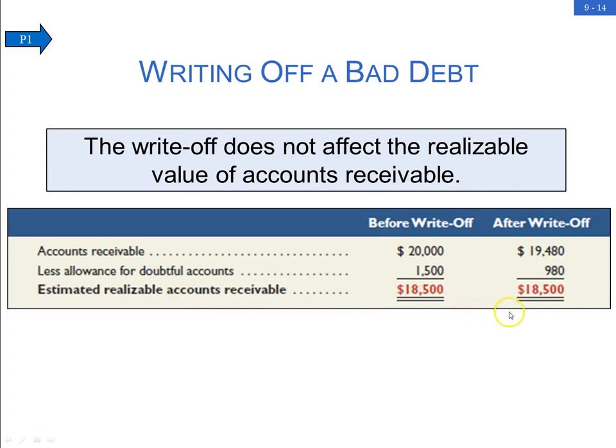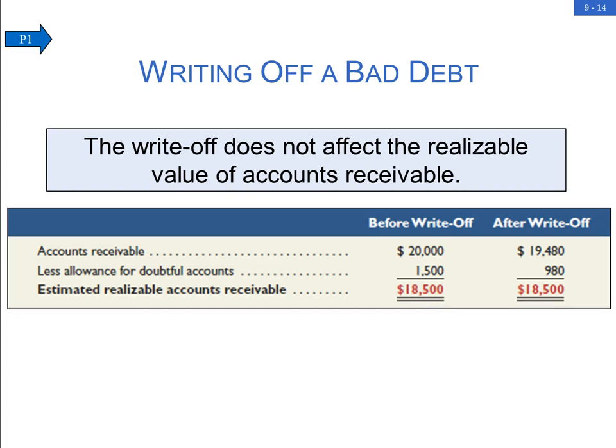And still, even when we write off Mr. Kent's account, we certainly reduce the total accounts receivable, but we also reduce that allowance. So we still expect to collect $18,500. In other words, we had already accounted for Mr. Kent in the $1,500. So he was part of it, we just didn't know it was him. And as we get a couple more people that are write-offs, they will come out of that allowance for doubtful accounts.